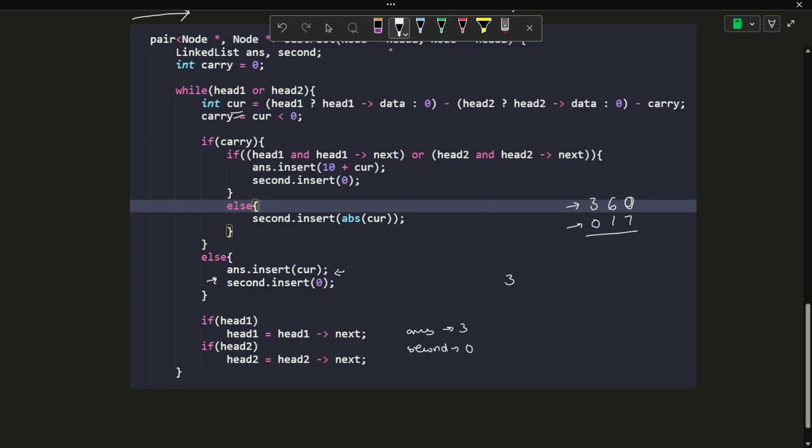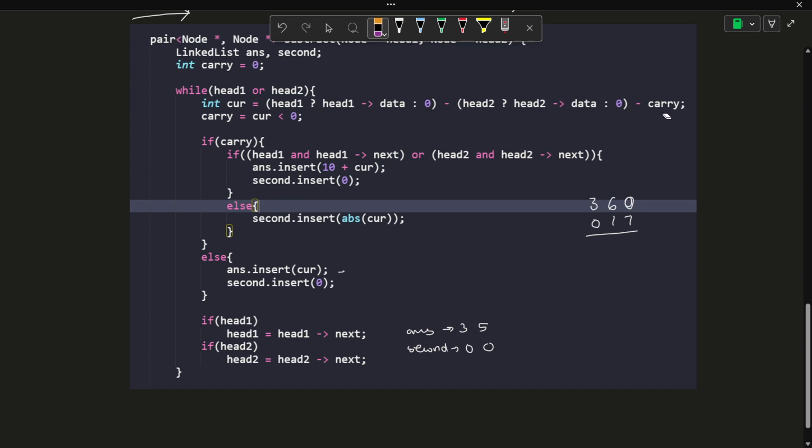Now I move on to the next digit. Please remove this. Now the values are 6 and 1. So my head 1 has value 6, my head 2 has value 1 and my carry is 0. So now I will get 5. Since current is greater than 0, carry is going to be 0 as well. So now I append 5 and 0 here, coming to this particular condition, right? Because I don't have a carry currently.